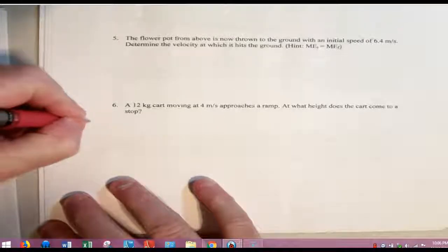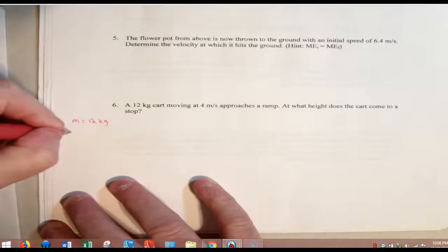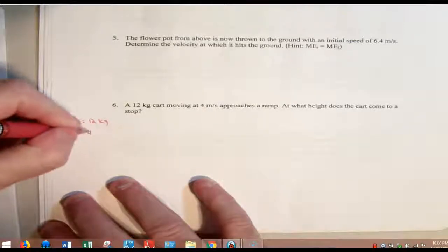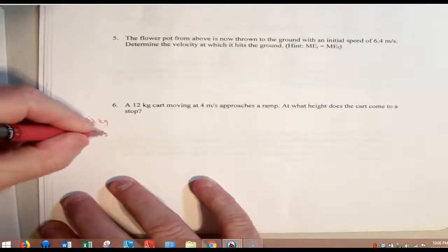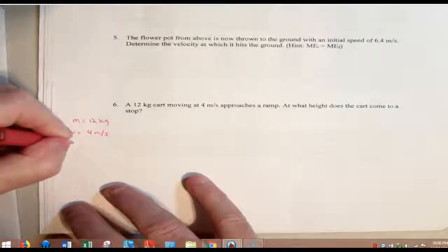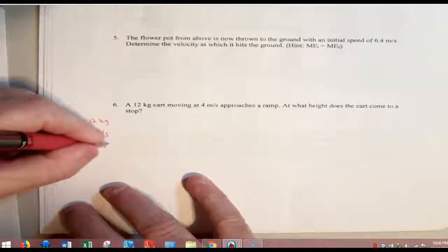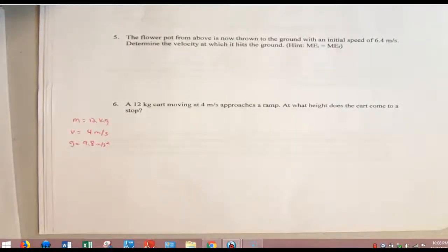Mass equals 12 kilograms. Velocity equals 4 meters per second. And we know, of course, gravity equals 9.8 meters per second squared. Awesome. And I think that's everything. Okay, so this one is not as bad as it looks.